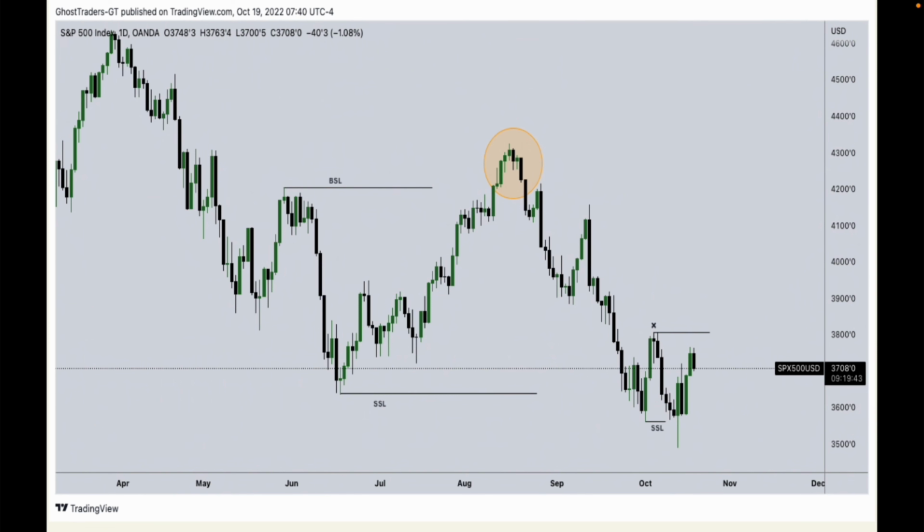Let me just stick to context. So you can see that's what is happening here. Basically, that's it. There is nothing difficult about market structure.